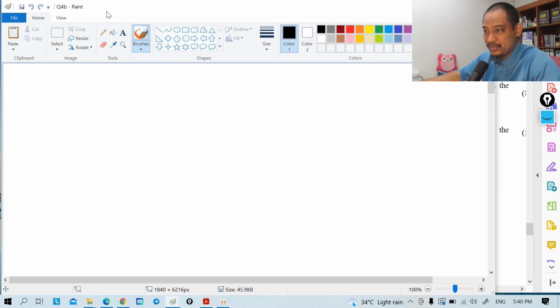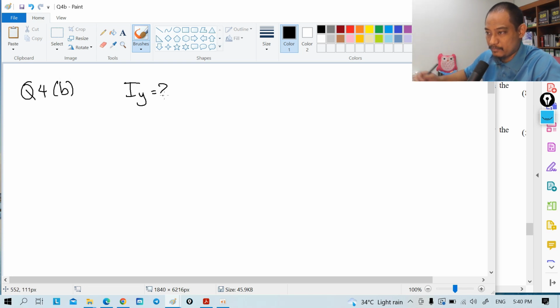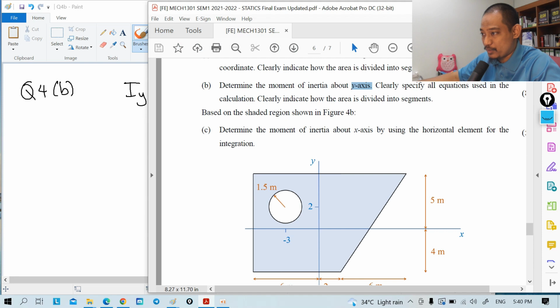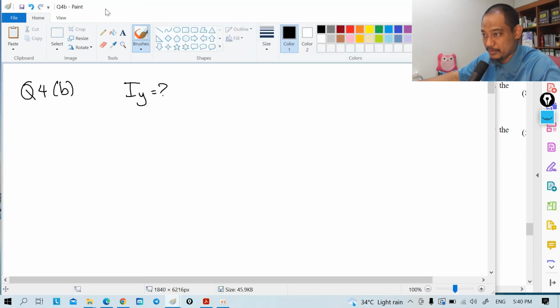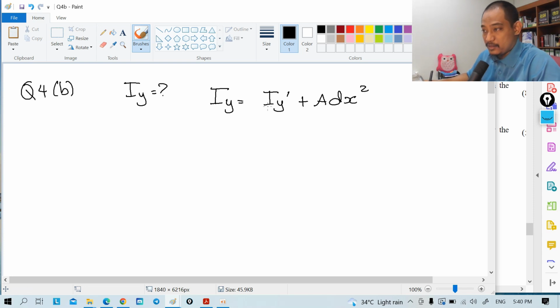So about the y-axis, meaning, okay, this is question 4b. The question asks for Iy, right? Moment of inertia about the y-axis of the total shape. So the equation is Iy equal to Iy prime plus A dx squared. This is the parallel axis theorem, right? Iy is equal to Iy prime, this is about its own centroid, plus A dx squared.